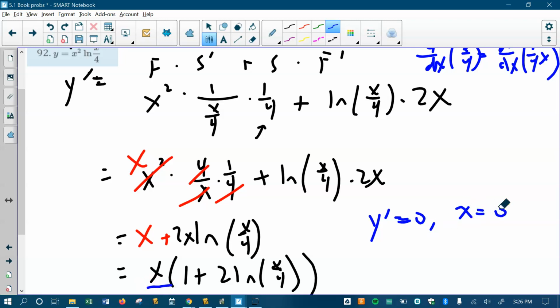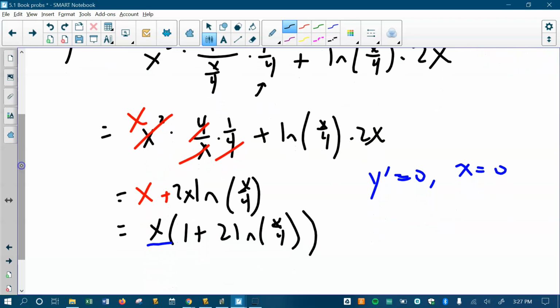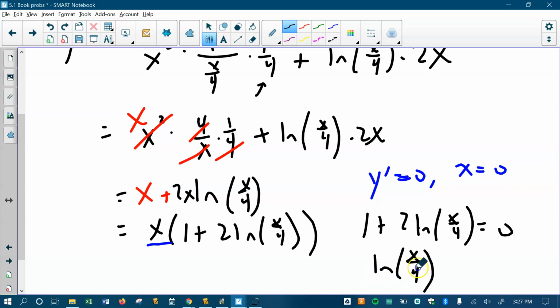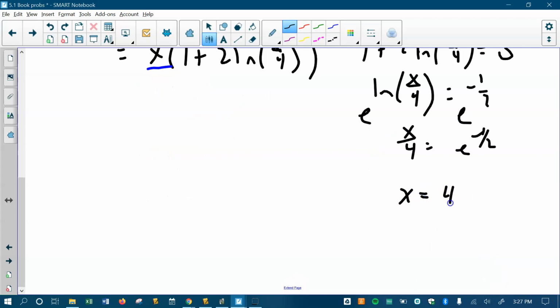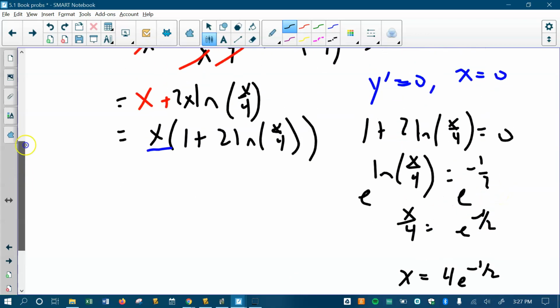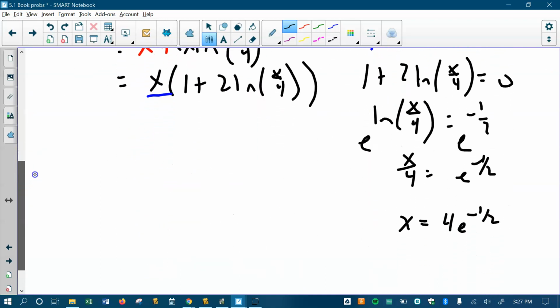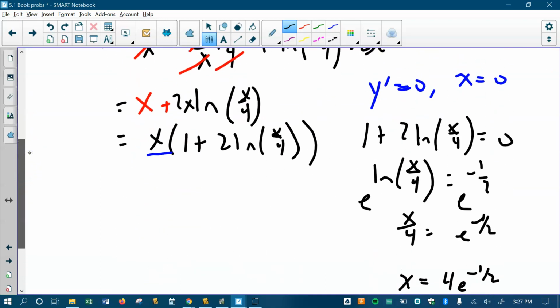Then I have to set 1 plus 2 ln x over 4 equal to 0. So let's go do that fun part. Let's see, 1 plus 2 ln of x over 4 equals 0. I'm not going to show all the steps, but I'm subtracting 1 and dividing by 2 to get negative 1/2. I exponentiate both sides to get x over 4 equals e to the negative 1/2. And I get x is equal to 4e to the negative 1/2. Fun stuff. Okay, so we got two critical points. We got x equals 0 and x equals 4e to the negative 1/2.